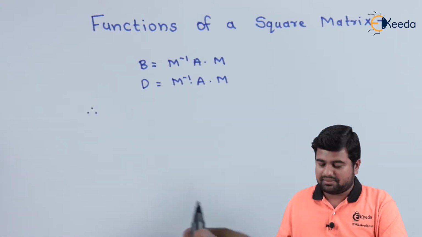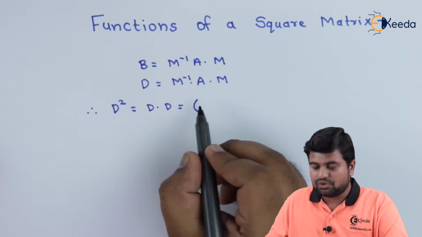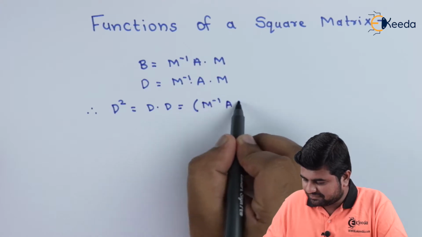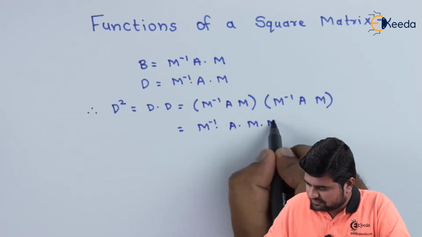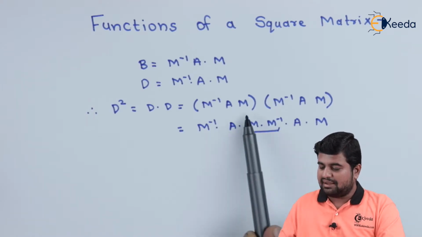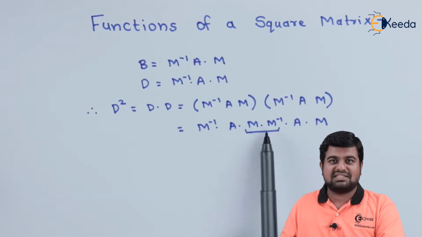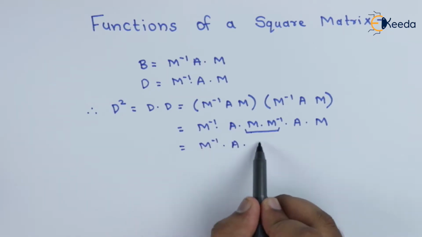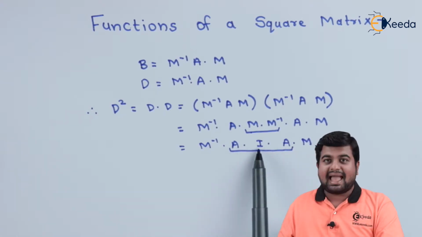Let us consider D square. In particular D square, I am going to have D into D. So I'll write down the value of D, which is M inverse into A into M twice. While calculating, I am going to focus upon these middle terms, M into M inverse, and the product of M into M inverse is going to be an identity matrix I. So I am going to write down. So in this case, I acts as 1.